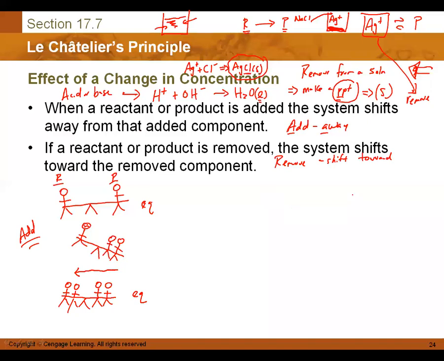Same thing if we took our guy here to start with, and we're at equilibrium. Again, this guy will be our reactant. This guy will be our product. And let's just say the guy on the right hops off the seesaw. What's going to happen in that case is this situation.